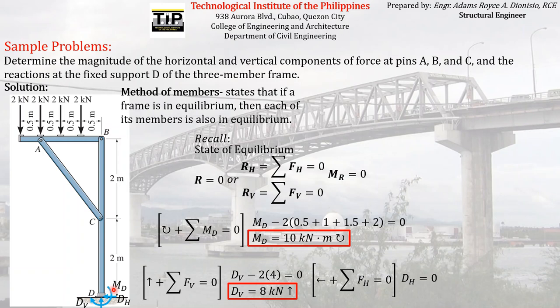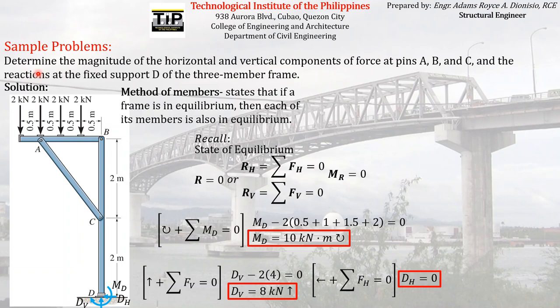So, kung magkakaroon man yan ng value, pag nag-summation ka ng horizontal, walang ka-counter dyan. So, hindi mag-balance. Hindi mag-summation force horizontal 0. So, in order para maging summation horizontal forces equal to 0, dapat wala yan. Walang dH, meaning dH dapat ay equal to 0. So, mark na natin yan. That is another thing na hinahanap nung question. Yan yung hinahanap na reaction sa the fixed support.